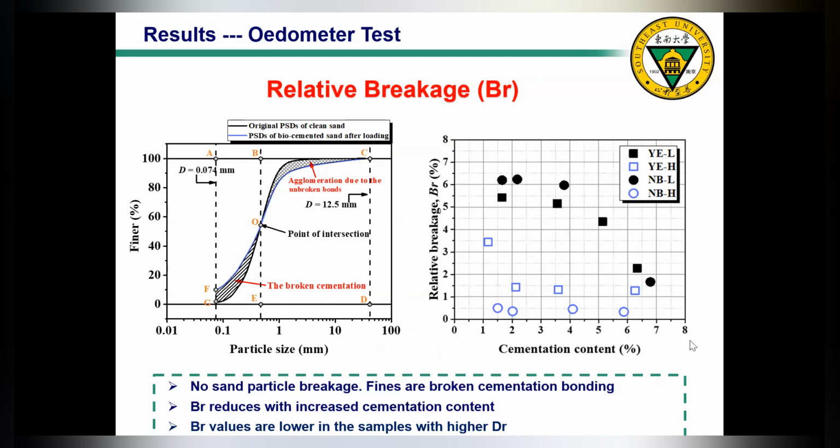Also, we find that with the increase in the initial relative density of the soil sample, the Br values are also lower. That's because for initially low relative density samples, the interparticle bonding or cementation is more likely to be located in better places to form better bonding. So the relative breakage will be smaller.